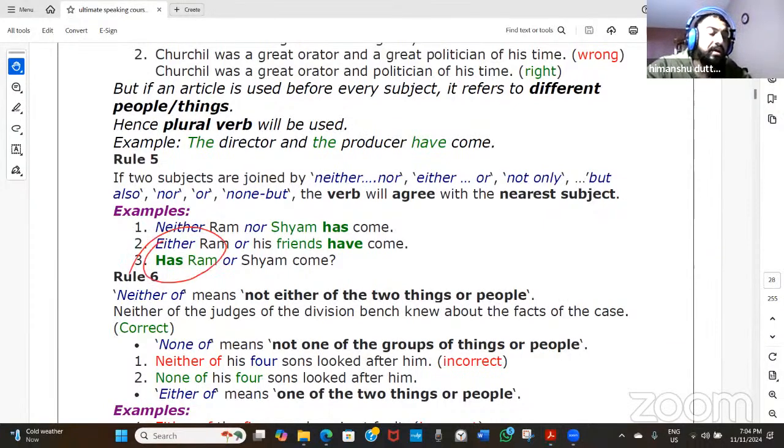Here it is Ram has. So in a question, or what we call an interrogative sentence, like has Ram or Sham come, the nearest subject will be taken.